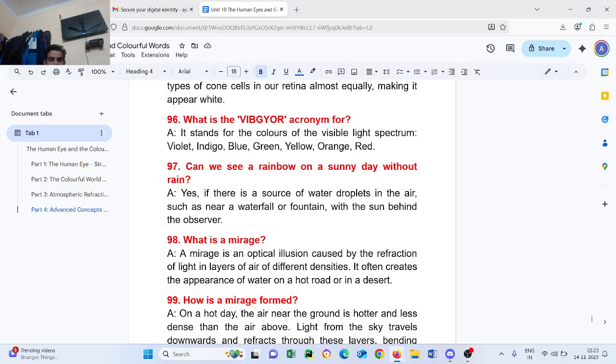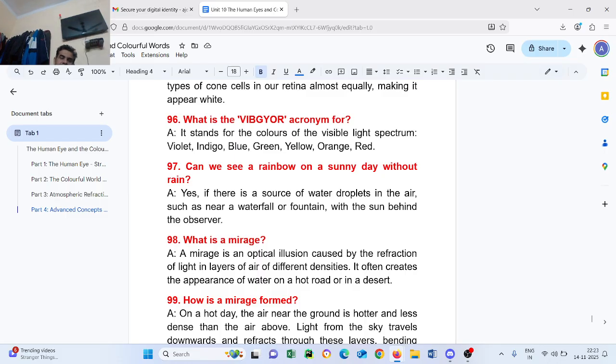Question number 98. What is a mirage? A mirage is an optical illusion caused by the refraction of light in layers of air of different density. It often creates the appearance of water on a hot road or in a desert.